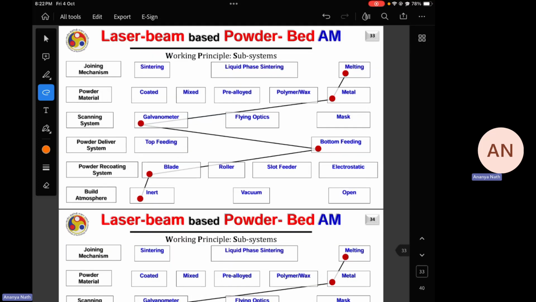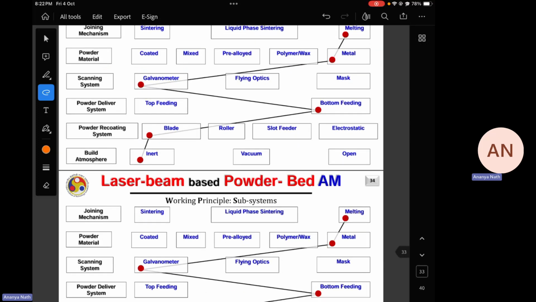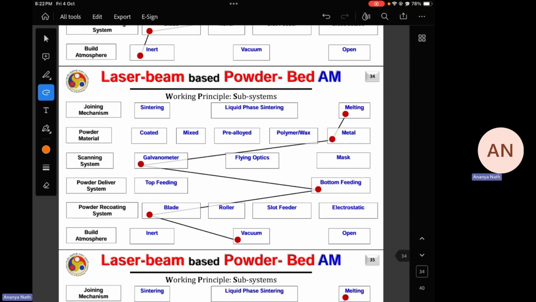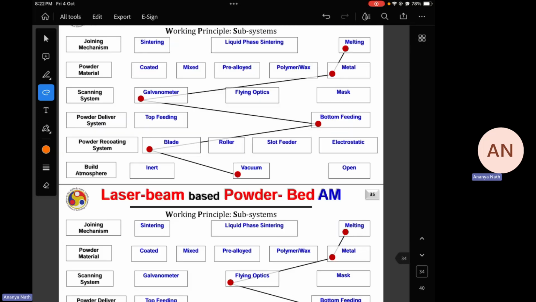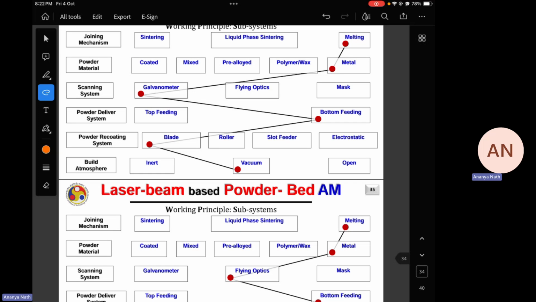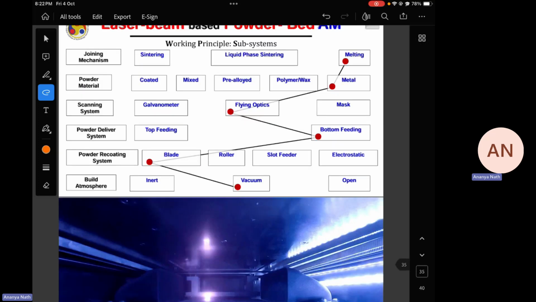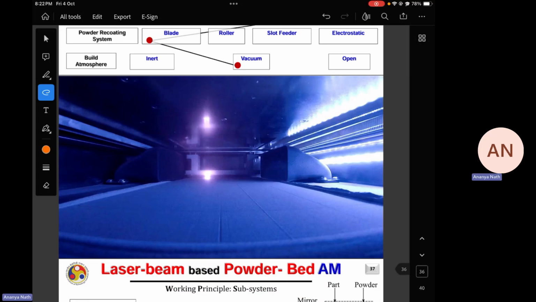So that's why these are mostly inert gas based, whether you are using bottom feeding or galvo scanner or blade or roller or slot feeder or electrostatic, you have to go for inert or vacuum. But most of the machines use inert to save money, but there can be vacuum systems as well, along with the flying optics. This is the inside of the machine, and I'm not sure, but I feel this is from EOS company.